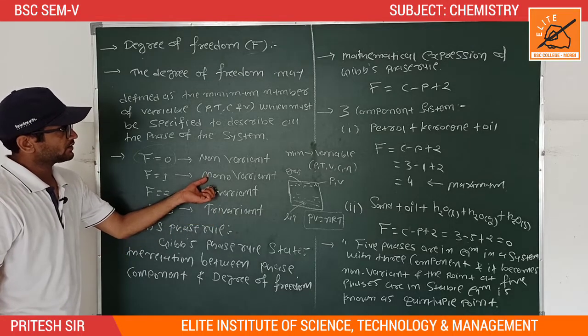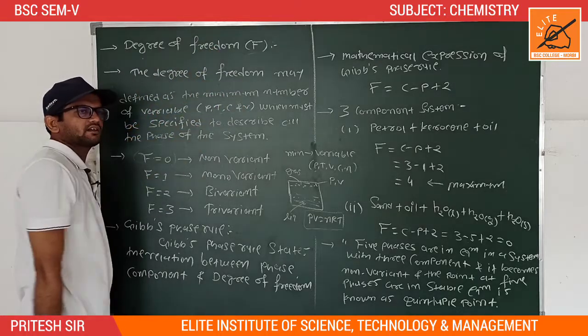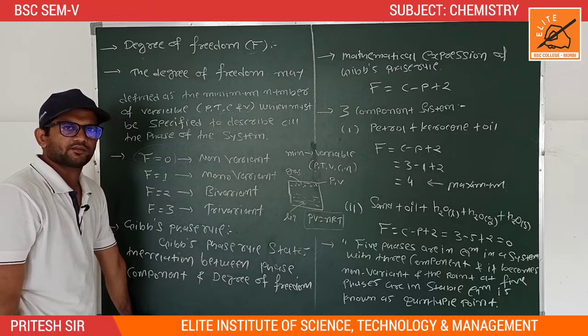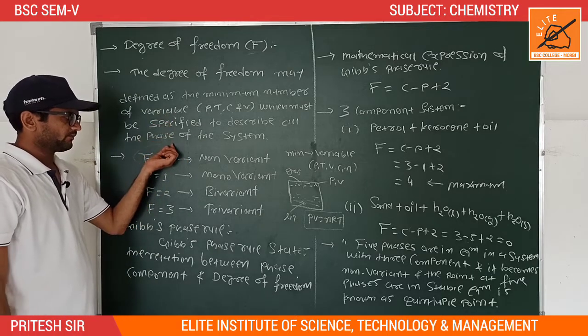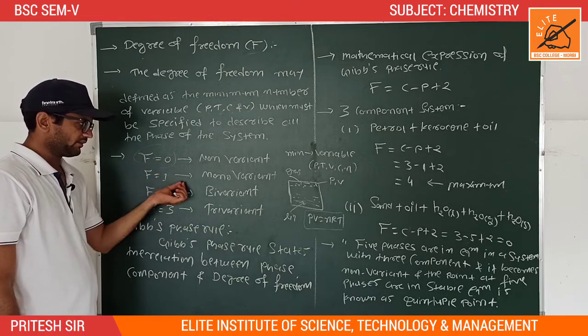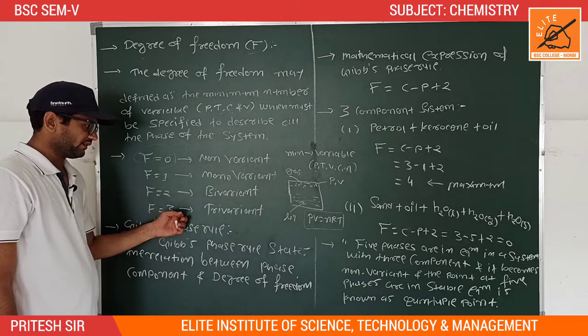So this is the basic definition. Degree of freedom means how many thermodynamic variables are required to describe all the phases of the system. It is called degree of freedom. Here F equal to 0 is non-variant, F equal to 1 monovariant, F equal to 2 bivariant, F equal to 3 trivariant.